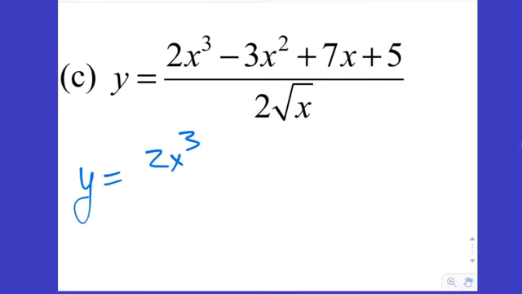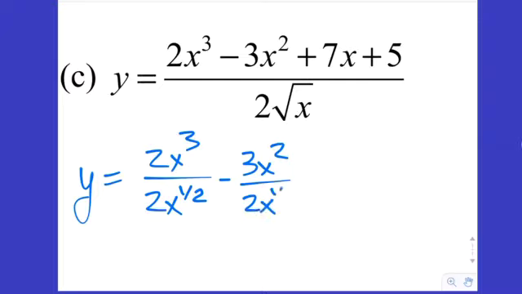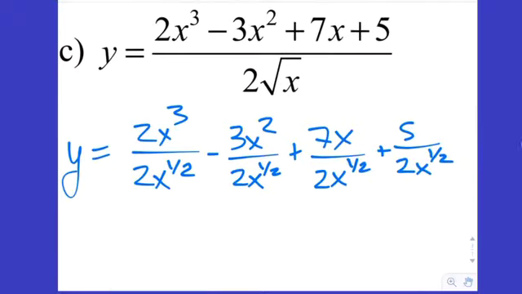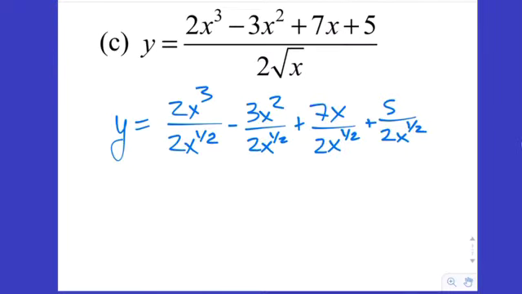2x cubed over 2x to the 1/2 minus 3x squared over 2x to the 1/2 plus 7x over 2x to the 1/2 plus 5 over 2x to the 1/2. We're like ungetting a common denominator. Okay? Now the benefit is I have what? 4 terms.